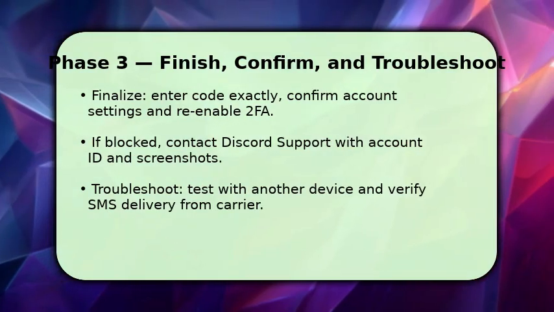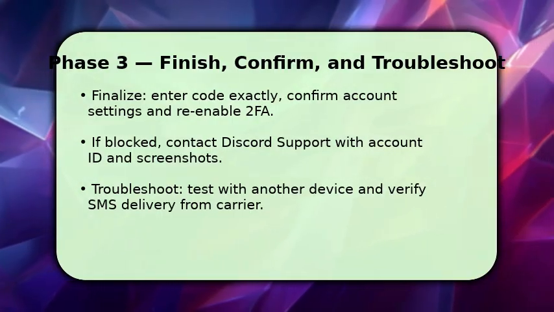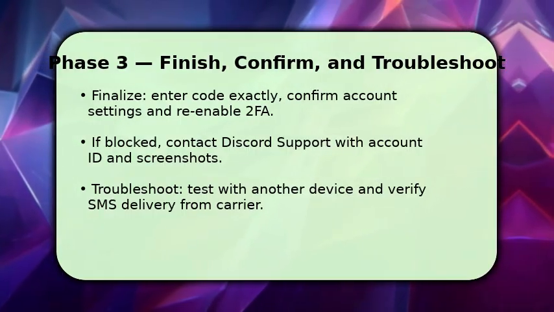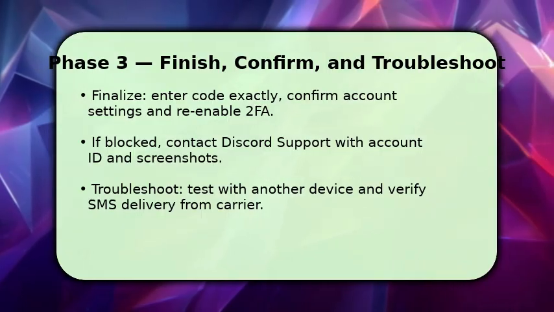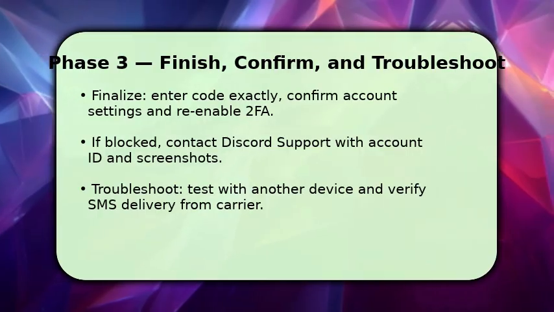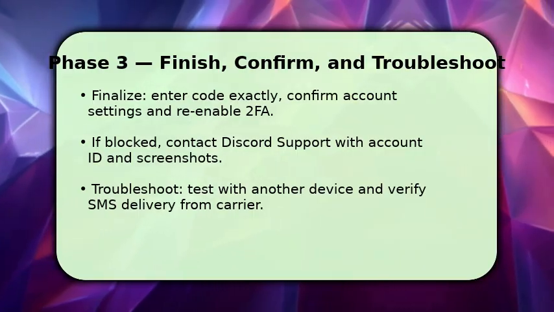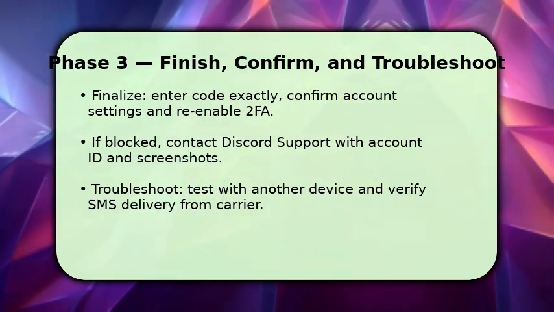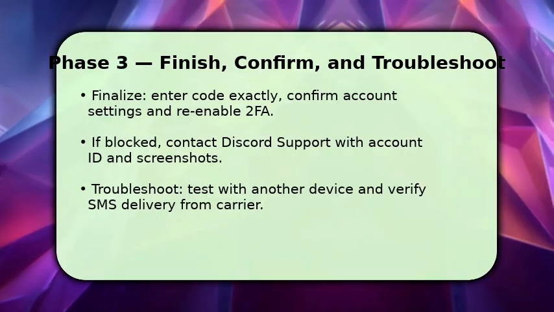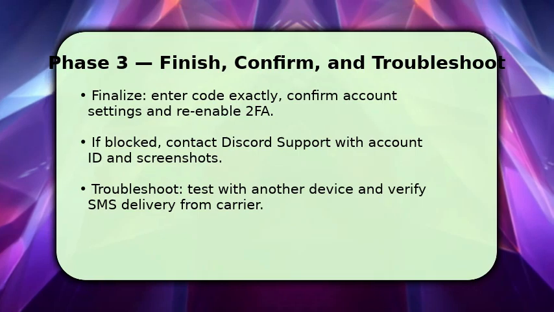Finish by entering the code exactly as received and then confirm your account settings. Once verified, re-enable two-factor authentication for security. If the number still registers as invalid, contact Discord support and include your account ID, timestamps, and screenshots. That speeds diagnosis. As a troubleshooting tip, test the verification on another device and ask your carrier to confirm SMS delivery. Often the issue is carrier filtering or device SMS settings, not Discord itself, so rule those out before escalating.